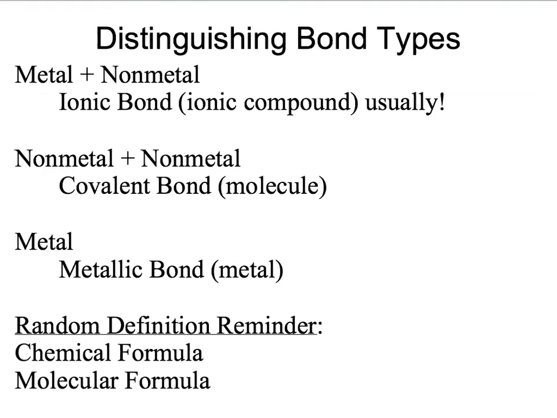Alright, so when we want to distinguish bond types, just as a quick reminder to everybody: metal plus nonmetal, almost always ionic. Nonmetal plus nonmetal, here we're thinking covalent molecules. Just metal atoms, we're thinking metallic bond. A quick definition reminder, you might want to look back to our last section where we talked about chemical formulas and molecular formulas. Chemical formula is just a generic term showing me the numbers and kinds of atoms, and a molecular formula is the same thing, just applied to a molecule.